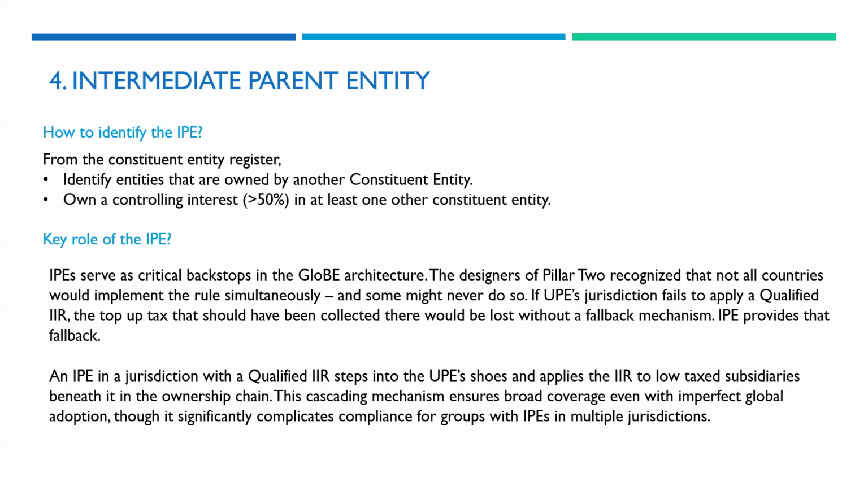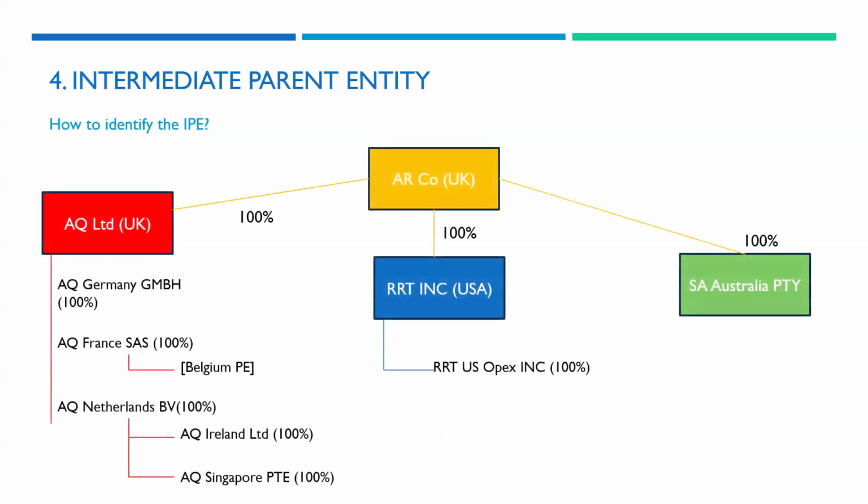So we will quickly look at a group structure. In this group structure, there is AR, which is incorporated in the UK. It is holding 100% in AQ Limited. It is holding 100% in RRT, which is in the USA, and it is holding 100% in SA Australia PTY, which is in Australia. Now AQ has other groups also.